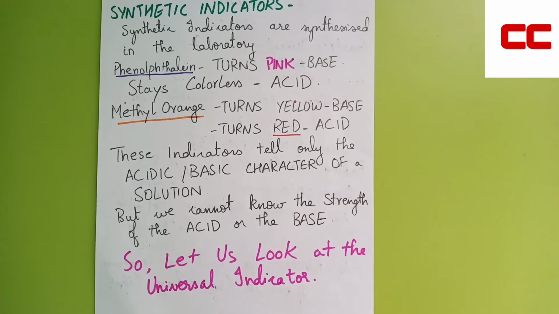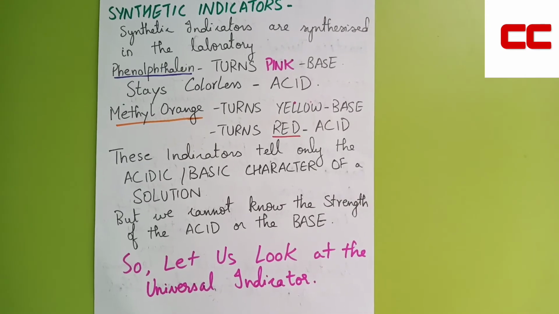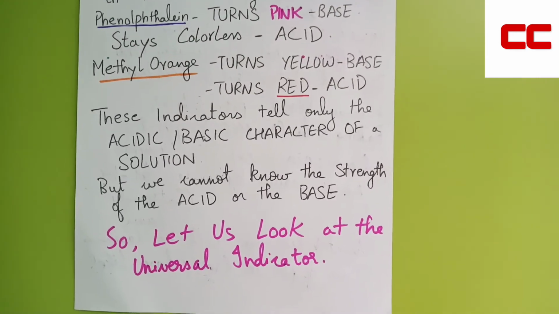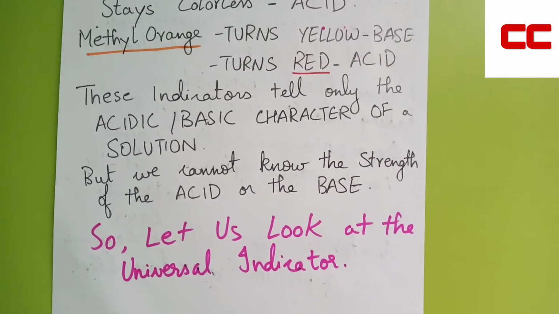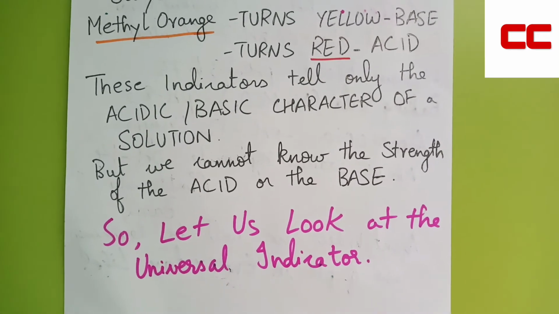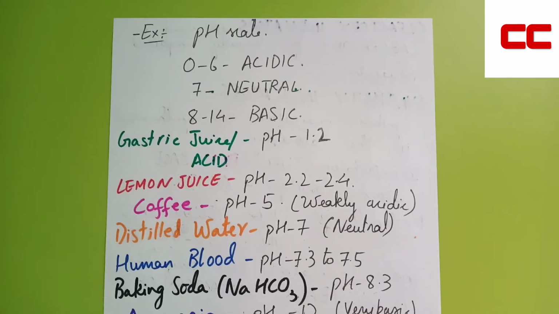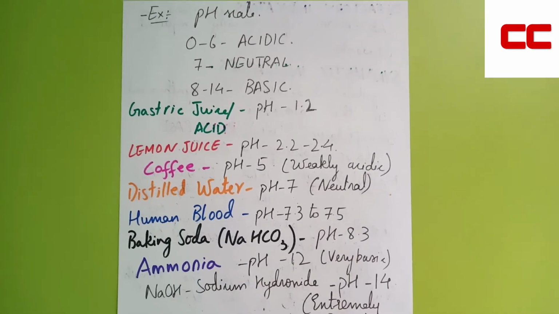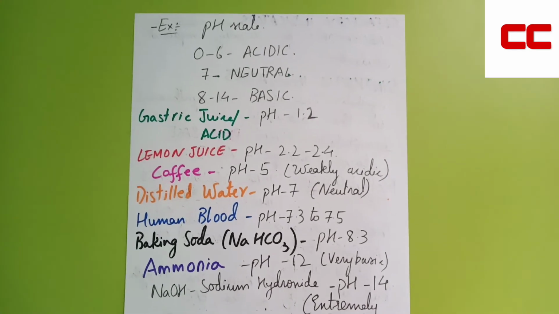So these indicators tell only the acidic or basic character of a solution. As you have observed, phenolphthalein, methyl orange, or any other kind of indicators, natural, olfactory or synthetic, only tell the acidic or basic character of the solution, but we cannot know the strength of the acid or base. So let us look at the universal indicator. The example is the pH scale.